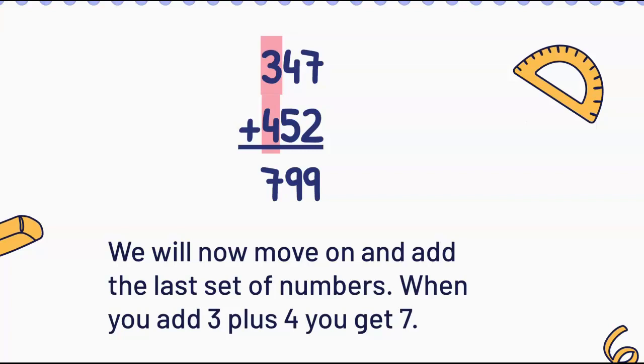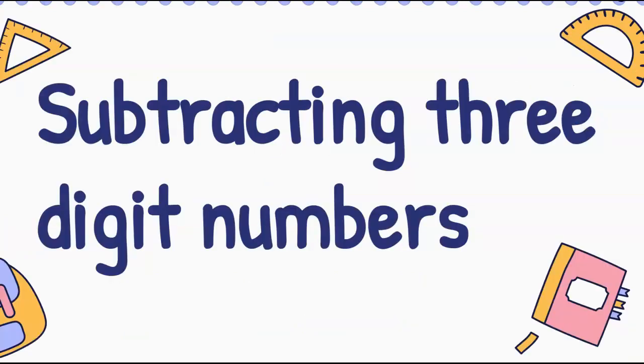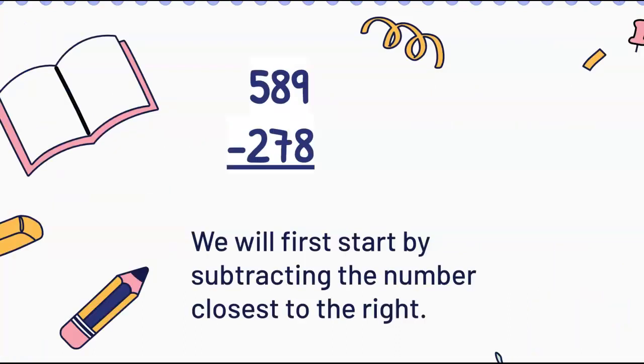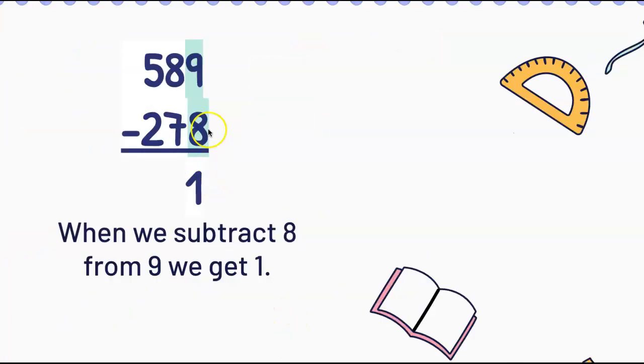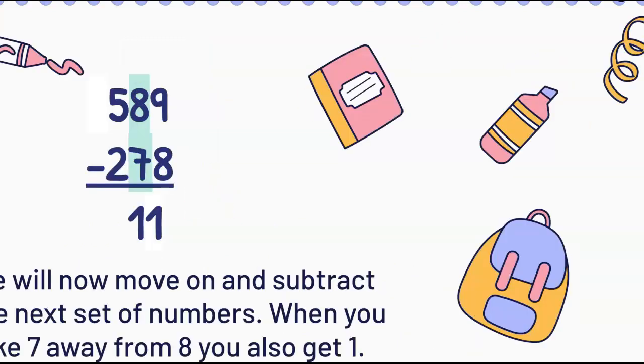Next week we're going to be learning harder math for these both. So subtracting three-digit numbers. So we're taking away 589 minus 278, and we are starting at that rightmost column again. So 9 minus 8, that's 1. And then we move on to the next column, 8 minus 7, that's also 1.